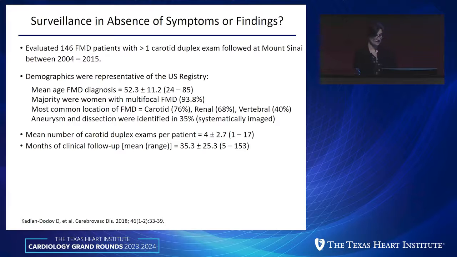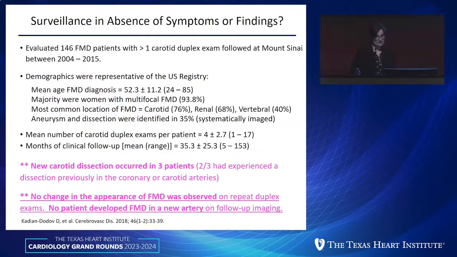So here's the data on follow-up and screening these patients repeatedly. We looked in our institution at almost 150 patients that had at least one carotid duplex exam. The demographics were very representative of the US registry. We mostly saw carotid and renal involvement. About 35% had aneurysms and dissections. Most were multifocal. They were followed for a little over 3 years mean follow-up, and had at least 4 ultrasounds in many cases on repeat exam.